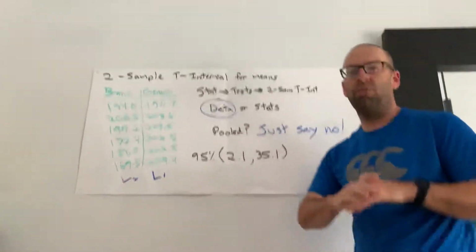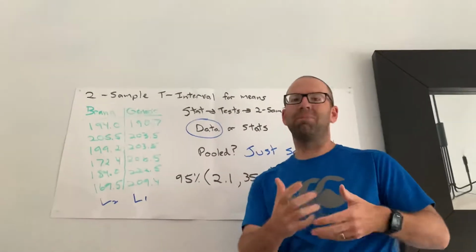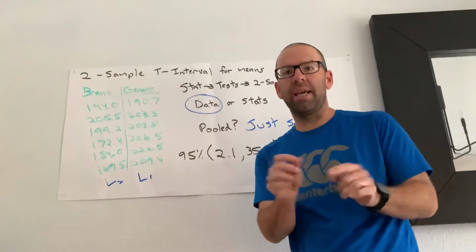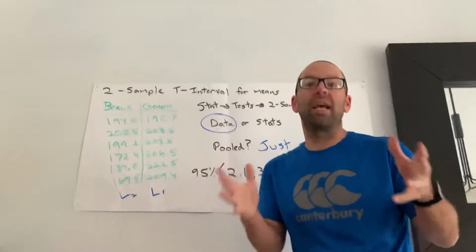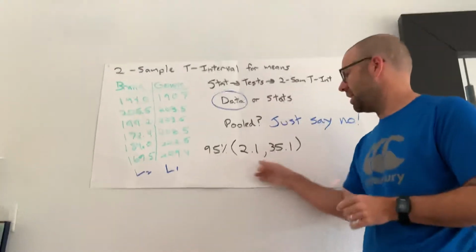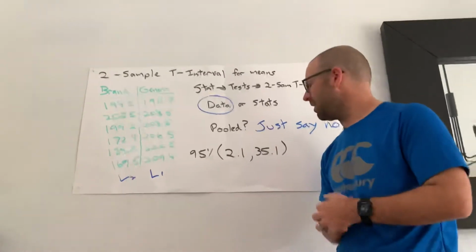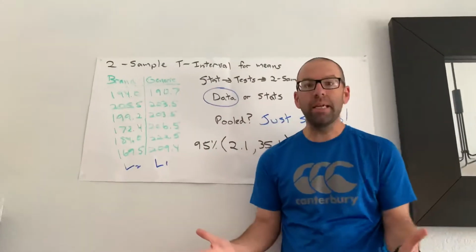So just say no. Whenever they ask you if you want to pool, say no. Sometimes it's okay to pool, sometimes it's not, but it's always okay to not. I don't know if that made sense, but it's always okay to not. So if you do that, pick 95%. Here is the interval that you will end up with: 2.1 and 35.1. So what does it mean, right?